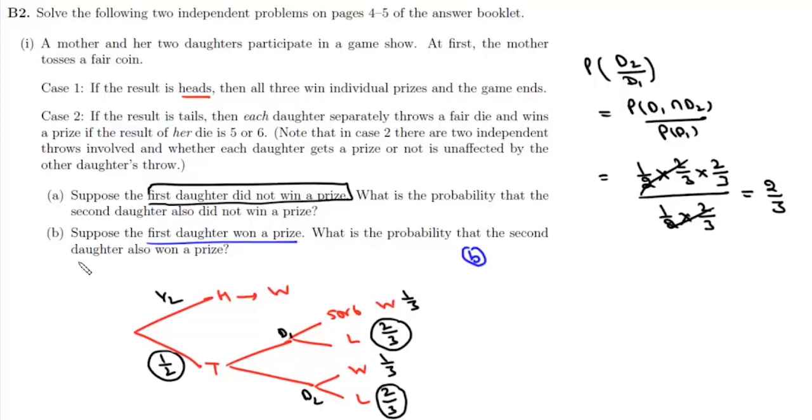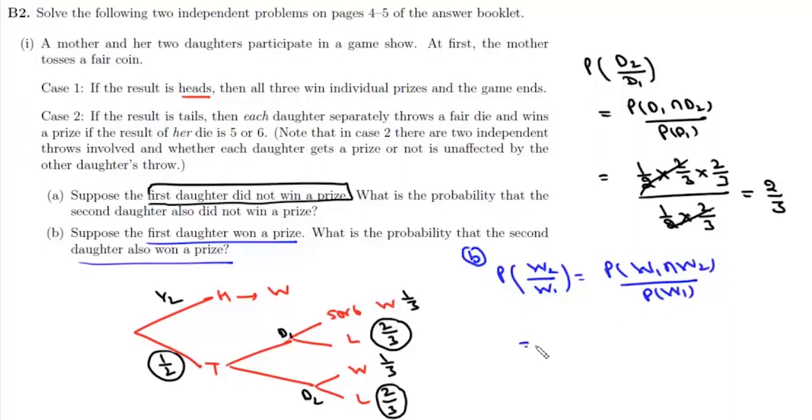what is the probability that the second daughter also won a prize? We need to find the probability that the second daughter wins the prize if the first one wins the prize. So it will be probability W1 intersection W2 upon probability of W1. Now probability of W1 is either when we get heads, so it will be 1 by 2, or when it is 1 by 2 and she gets 5 or 6, so it will be 1 by 3.